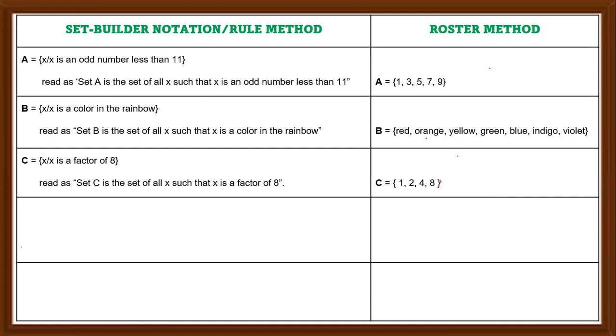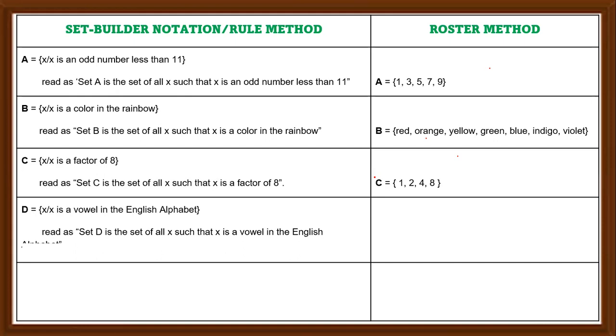1 times 8, 2 times 4. Meaning to say there are 4 elements. We have this 1, 2, 4, 8. Kailangan meron siyang separated by comma and enclosed by braces. And take note, capital letter po yung mga pangalan ng set natin. Don't forget.